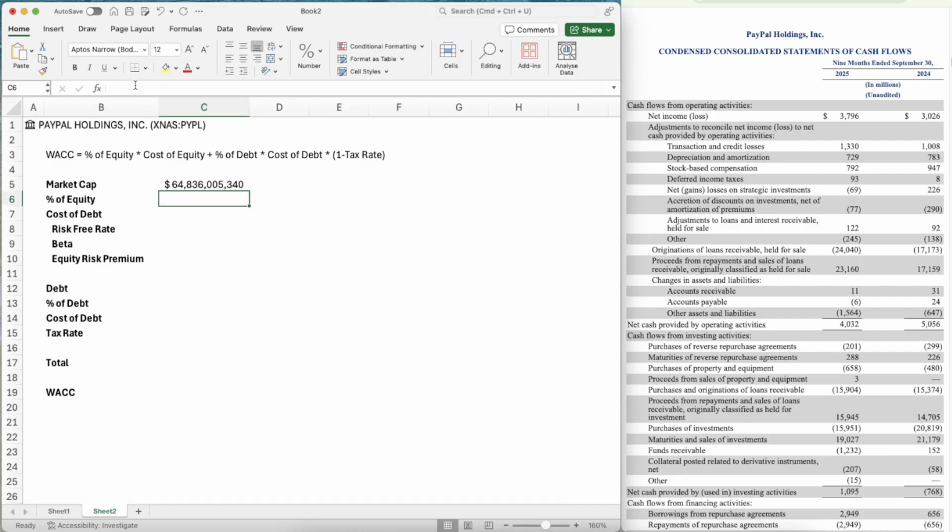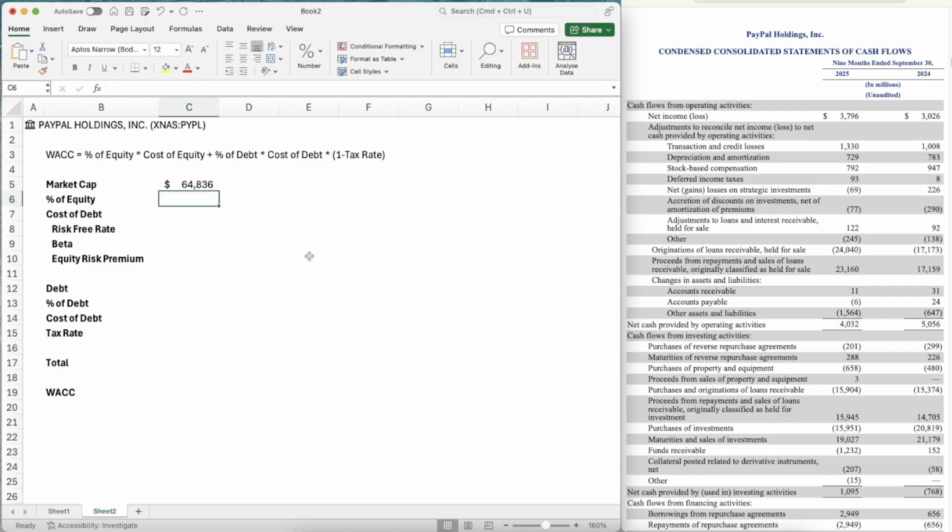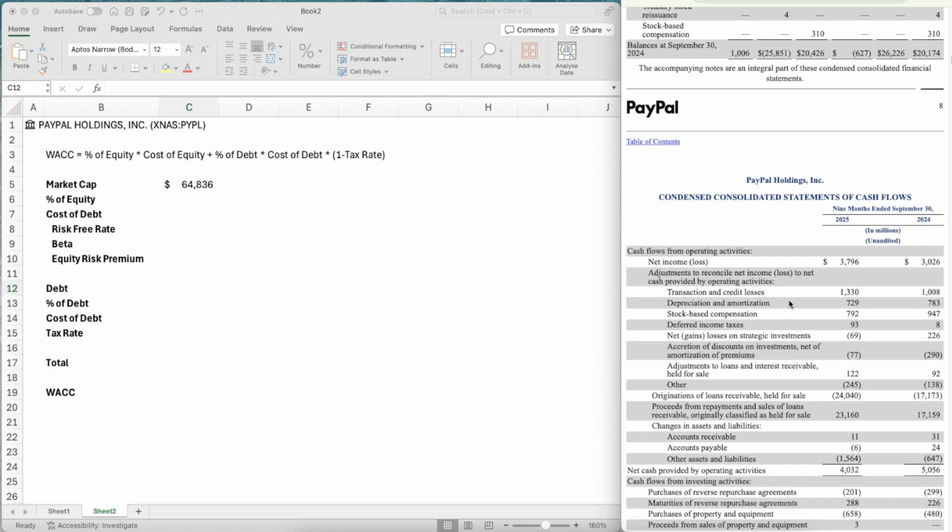Sorry, I will undo that again. Make sure to divide by 1 million. Going too quick. Divide by 1 million because our model is denoted in millions. There we go. So the market cap of PayPal is about $65 billion. The debt we find on the balance sheet.